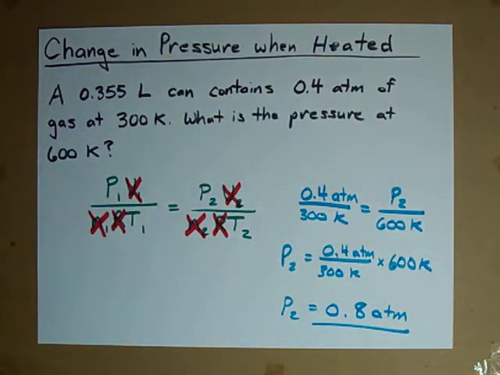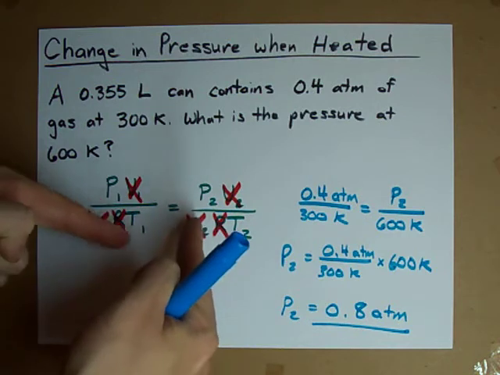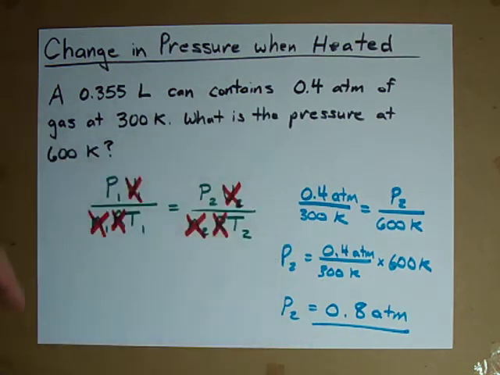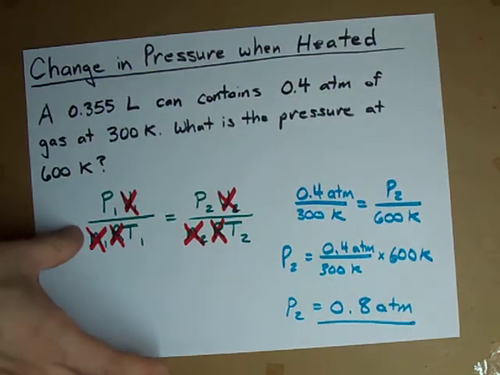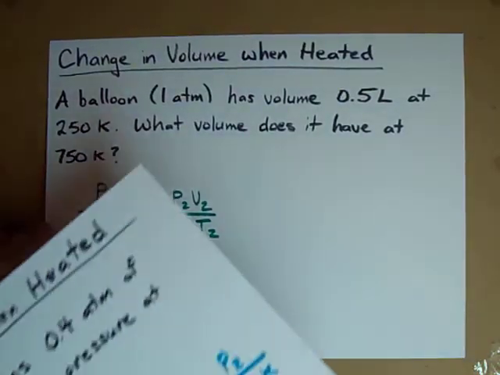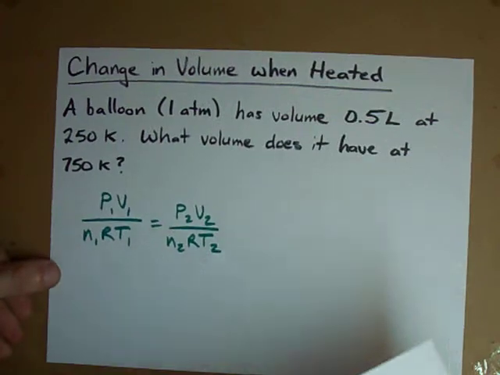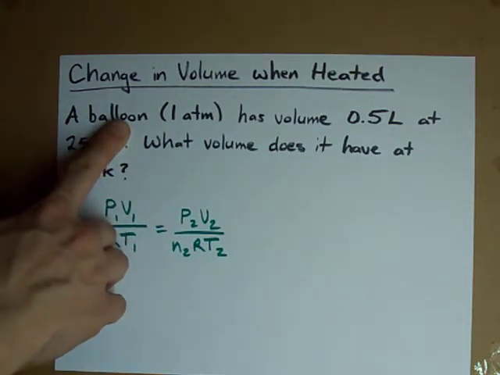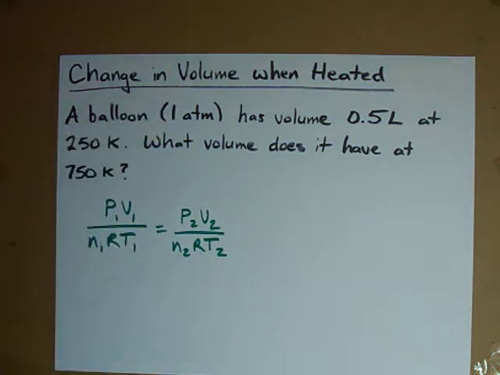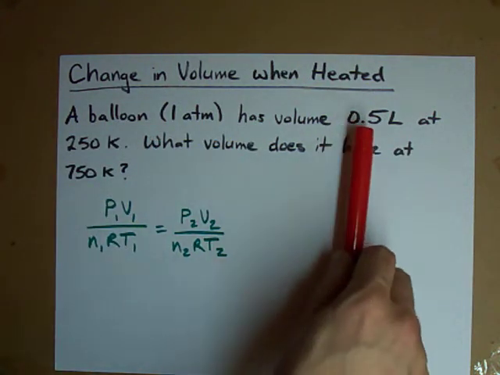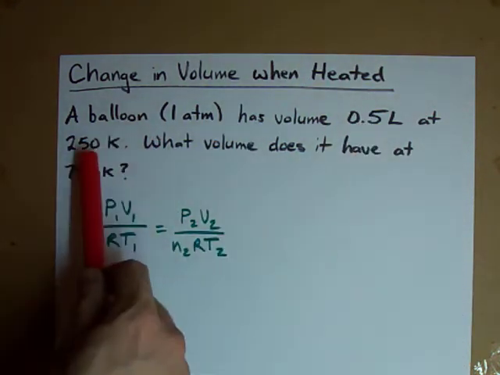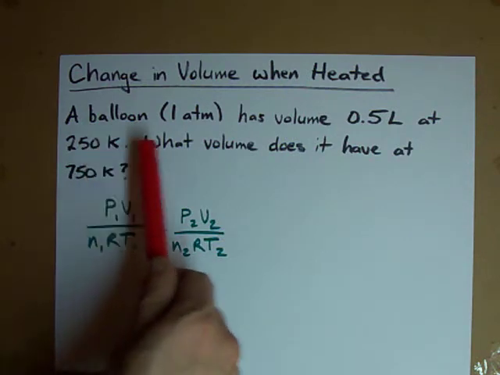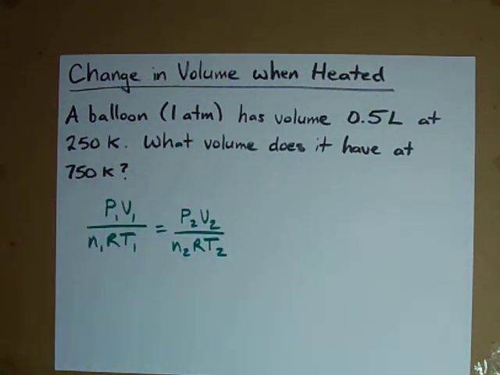Piece of cake. Just use the initial equation and cancel out the variables that stay constant from one to the other. I want to show you a second example if there's a change in volume when something's heated. This balloon is going to stay at constant pressure, 1 atmosphere. It starts out with a volume of half a liter at 250 K. What's the volume at 750 K?